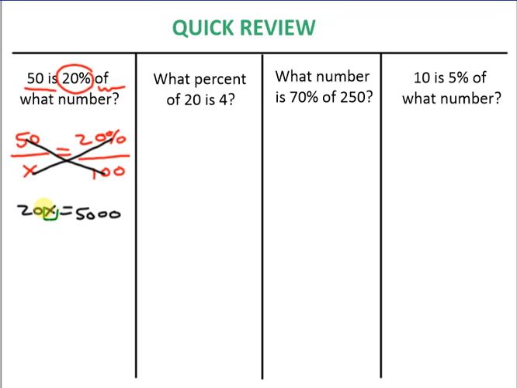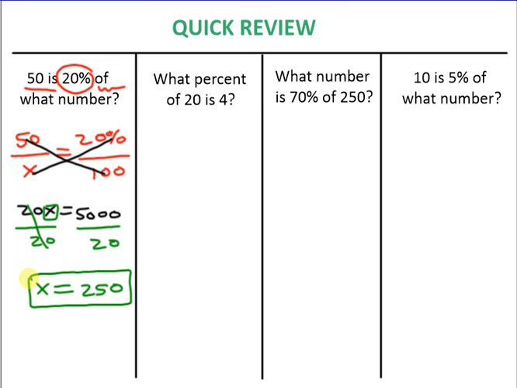So we're going to box the variable, and we're going to divide by 20 on both sides. This is going to cancel, and we're left with x equals 5,000 divided by 20, which is 250. So our "of", in this case, is 250. And keep in mind that this is our part and this is our whole, because that's going to come into play here just in a minute.